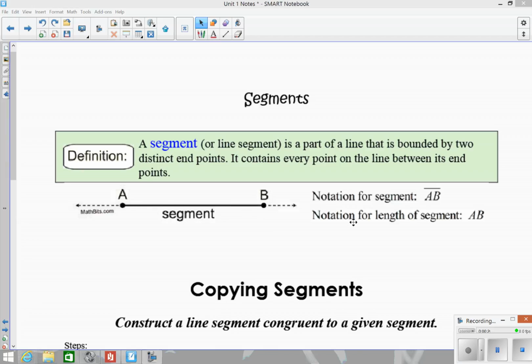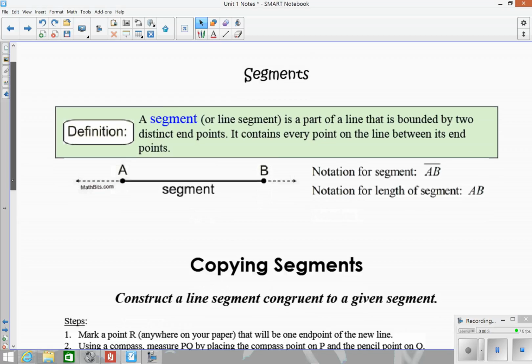Remember, for naming a segment, you have to use capital letters. If we're talking about the segment itself, we have AB and we put a little bar above it. If we're talking about the distance or the length of the segment, so the distance between the 2 points or the length, we just use AB and we don't put the bar.